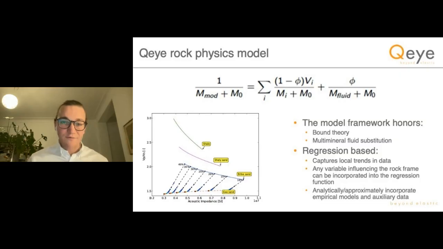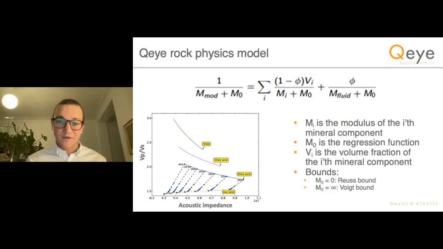So here's what our rock physics model actually looks like mathematically on the top. You'll see that it looks a lot like basically a harmonic mean. And when we're building the rock physics model, what we're trying to do is extract essentially the MI, which is the ith mineral, the mineral end member value of each mineral in bulk in shear modulus space. So for the instance, in this case, we are looking to extract the mineral end member properties for clay and for sand. And then there's also this M naught, which is a regression function.